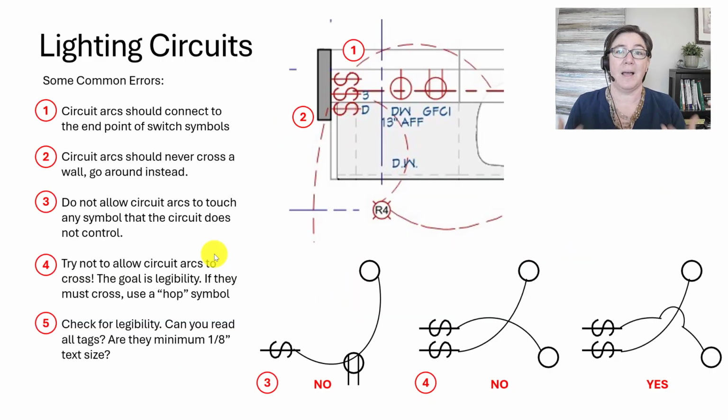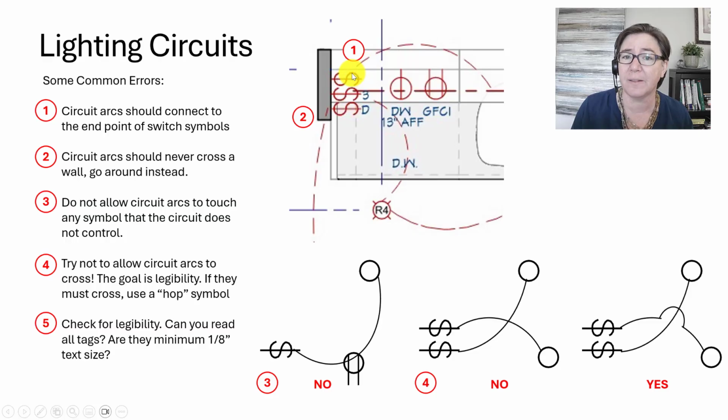There is a lot to know about how to draw these lighting circuits, so let's point out some common errors. First of all, the circuit arcs, we're talking about the curved line, need to connect to the end point of switch symbols. So here is a mistake right here. It's just kind of floating next to that switch. Instead, I want this line to connect right here to this point.